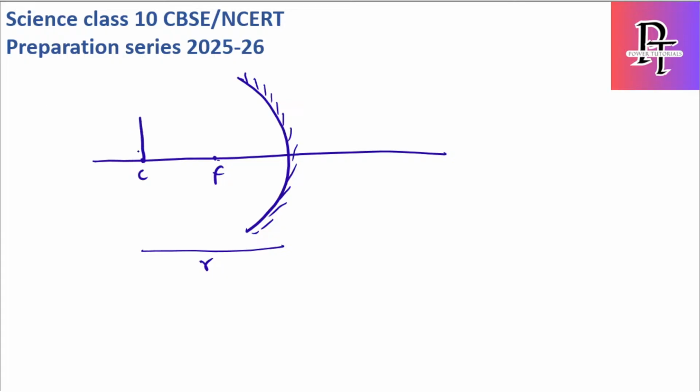Okay, to draw the ray diagram for a concave mirror is very easy. First we have to just draw a parallel line. For the line which is parallel to the principal axis, the reflection will always pass through the focus.